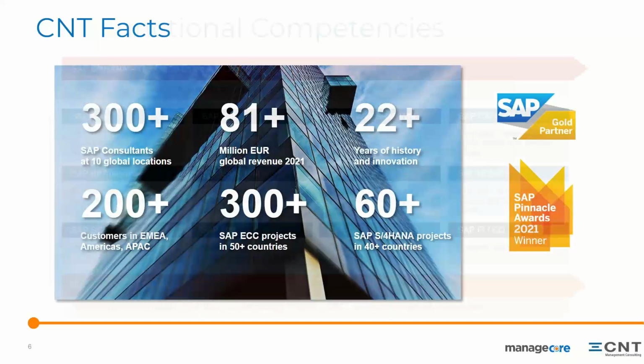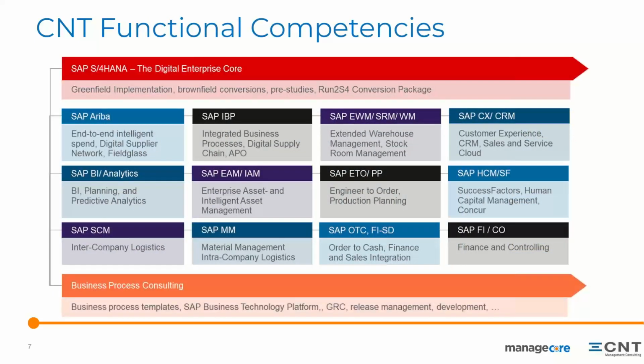On the next slide, we see our functional competencies, and we are an SAP only consulting firm. With that, we cover and mirror the SAP portfolio. We do SAP Ariba, IBP, warehouse management, CX, analytics, enterprise asset management. We have a lot of focus on manufacturing, not exclusive, but we are heavy on manufacturing, industrial manufacturing, and the pharmaceutical industry and life sciences.